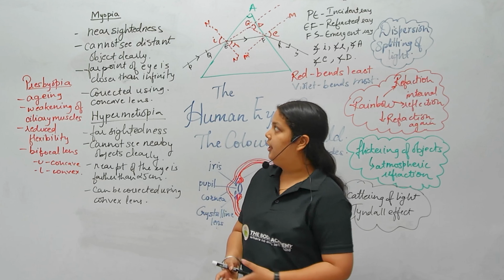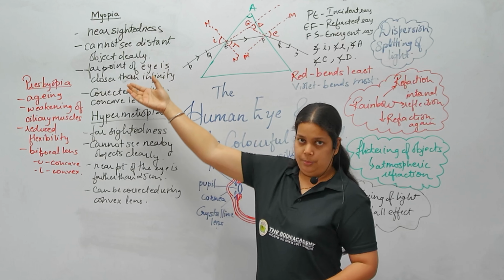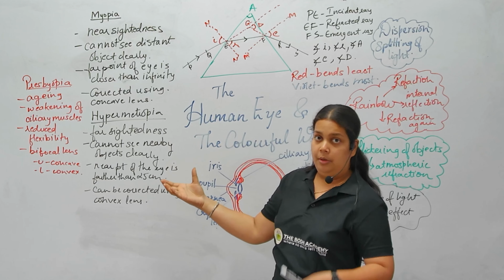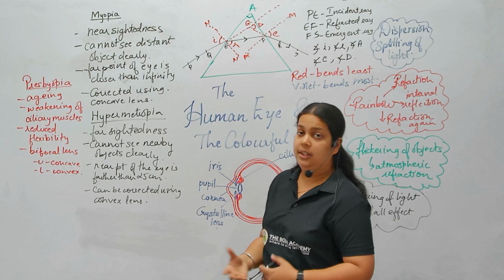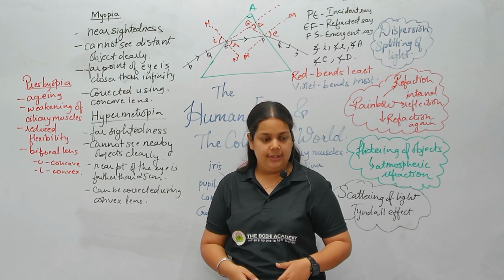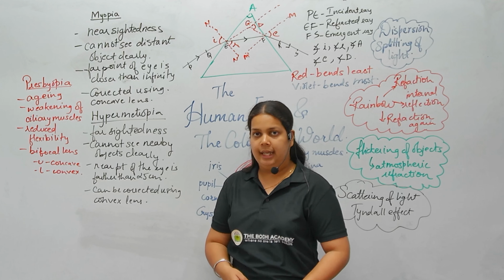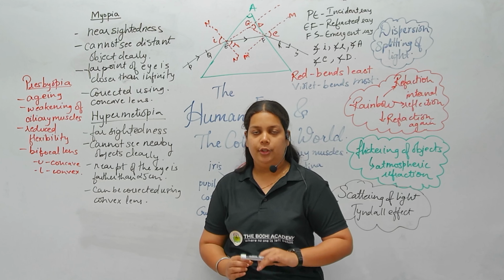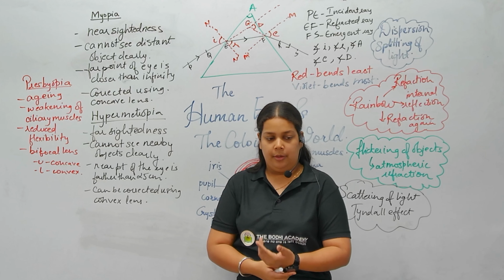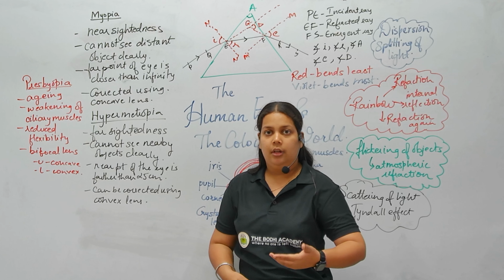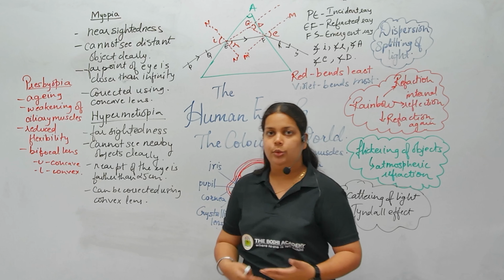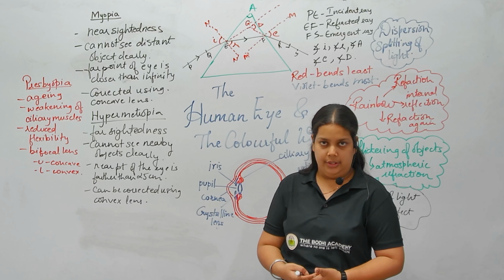The first defect is called myopia, which is nearsightedness, and the myopic person cannot see the distant object clearly but can see the nearby objects. Why does this happen? Because the far point of the eye becomes closer and is less than infinity, so we are not able to see the distant object very clearly.